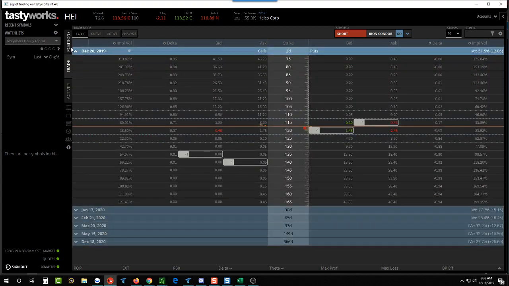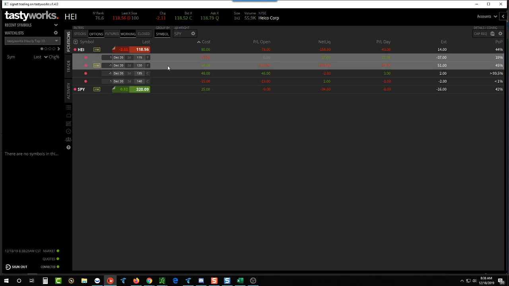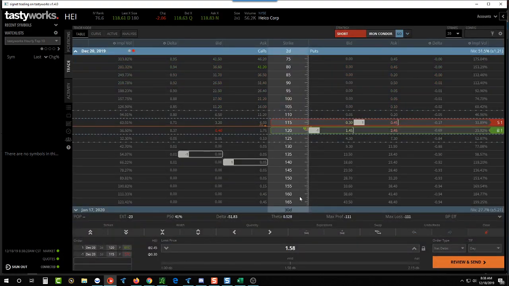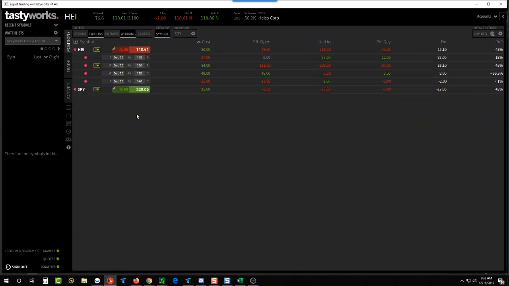If we do need to close the trade, we would close the side that's threatened. That would be the put side. So you can buy back the puts, leave the calls on, let them go all the way into expiration. That way you get max profit for those.